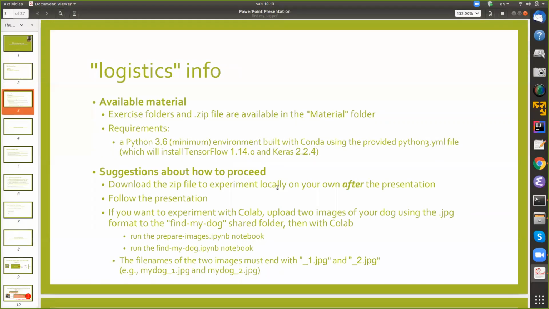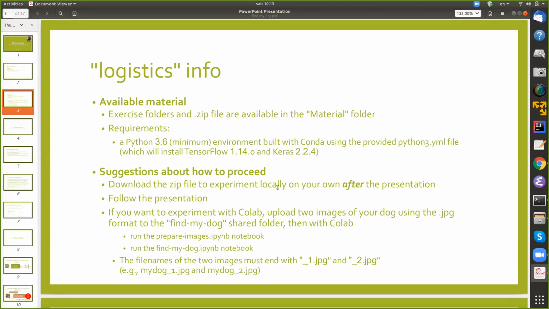Some logistics information. There is a shared folder on a Google Drive that includes a zip file for anyone who would like to download the code and experiment by him or herself. The requirements are listed, and should anyone have issues, I am available also by email. I will provide my email address to support anyone who would like to do the testing offline after the webinar.